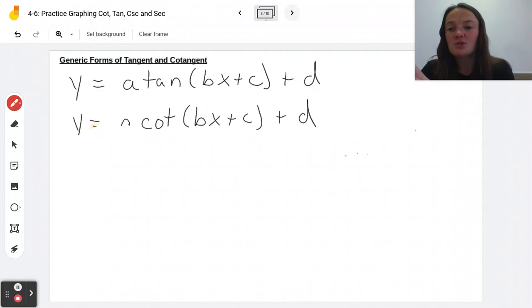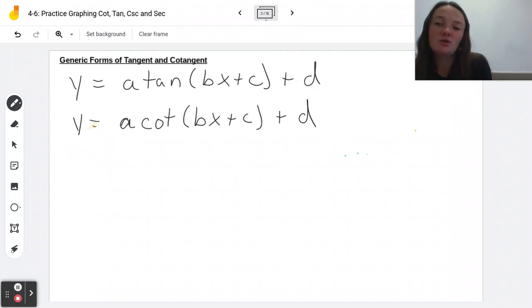All right, so some generic ways to write cotangent and tangent is very similar to sine and cosine. We can say A, tangent of bx plus c plus d, or say the same thing with cotangent. So go ahead and write this down. When you're done writing this down, I want to note some really specific things here, some things that are really, really important if you want to be successful with cotangent and tangent.